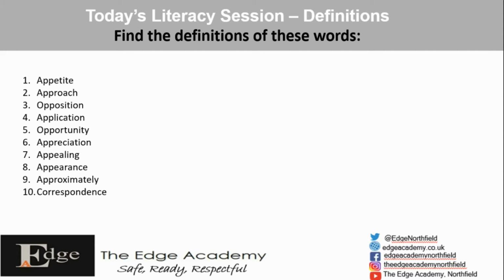So the definitions, I want you to get a dictionary, or you can use a search engine on your phone, or if you've got a laptop or a PC, and I want you to find the definitions of these words. Appetite, approach, opposition, application, opportunity, appreciation, appealing, appearance, approximately, and correspondence. Now, can you see the odd one out there? Okay, words 1 to 9 have all got a double P in there, where correspondence has got a double R. And the first 9 start off with vowels, A and O, where number 10 starts with a consonant, C.